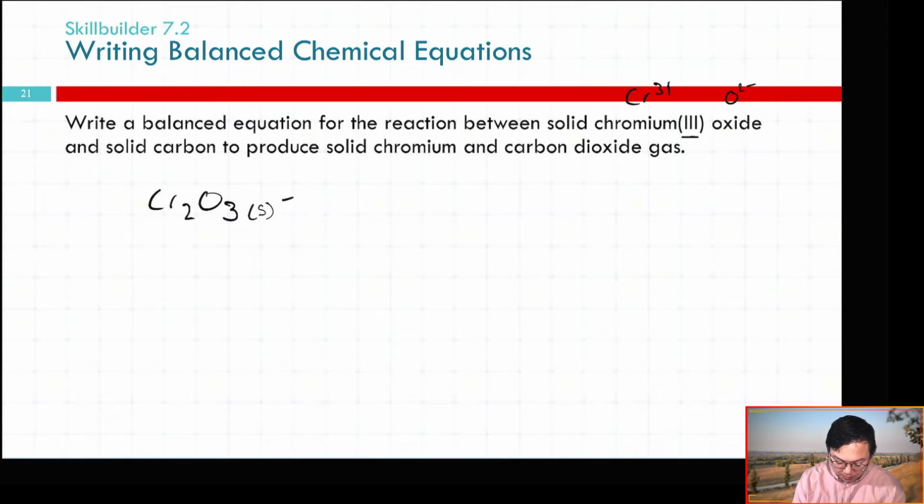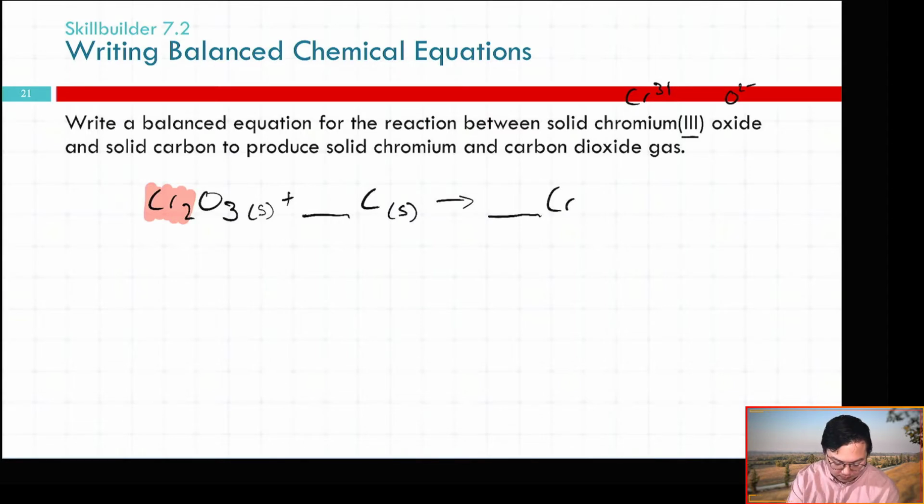And then you're going to put a plus here, because we're combining these things. Leave space for a coefficient, in case you need one. And then we just have carbon, solid carbon, right? So then we'll put solid. And then for our products, a good rule of thumb is to write down your cations first, or the front part of the molecule, right? So since we only have one, we'll do chromium first. So again, leave space for a coefficient.